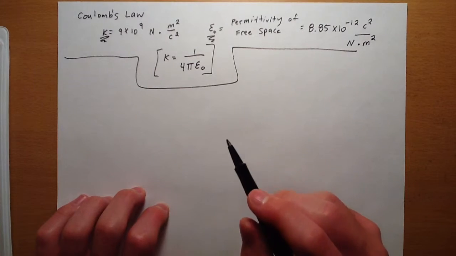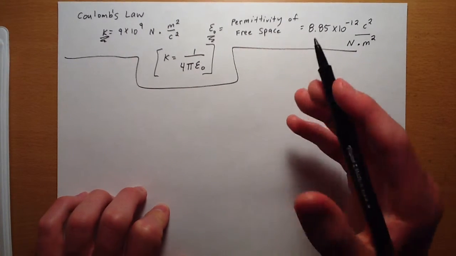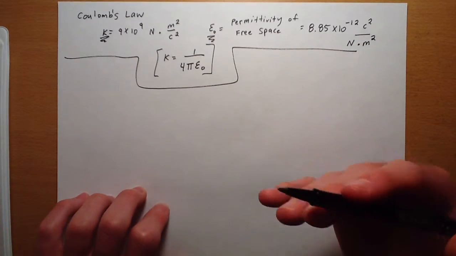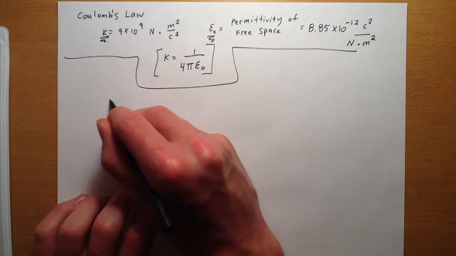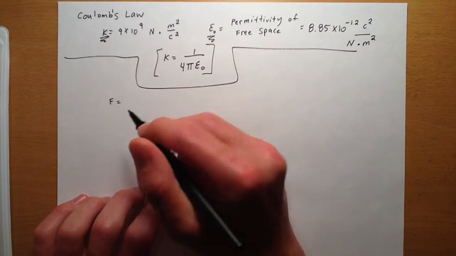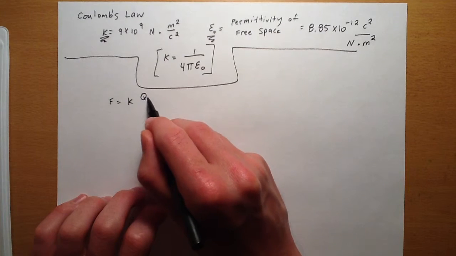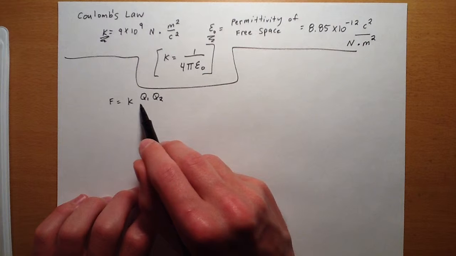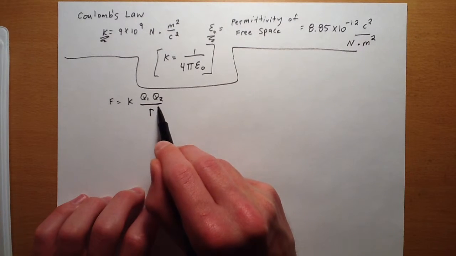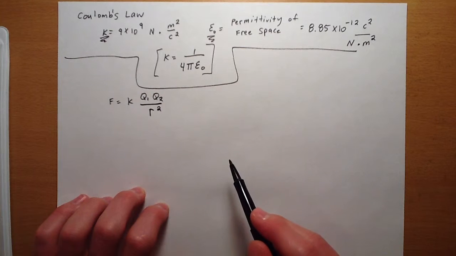Now that we have all of the constants that we need, I can give you the equation for Coulomb's law. This equation is force is equal to K times the charge of object 1 times the charge of object 2 over the distance between the two objects squared.